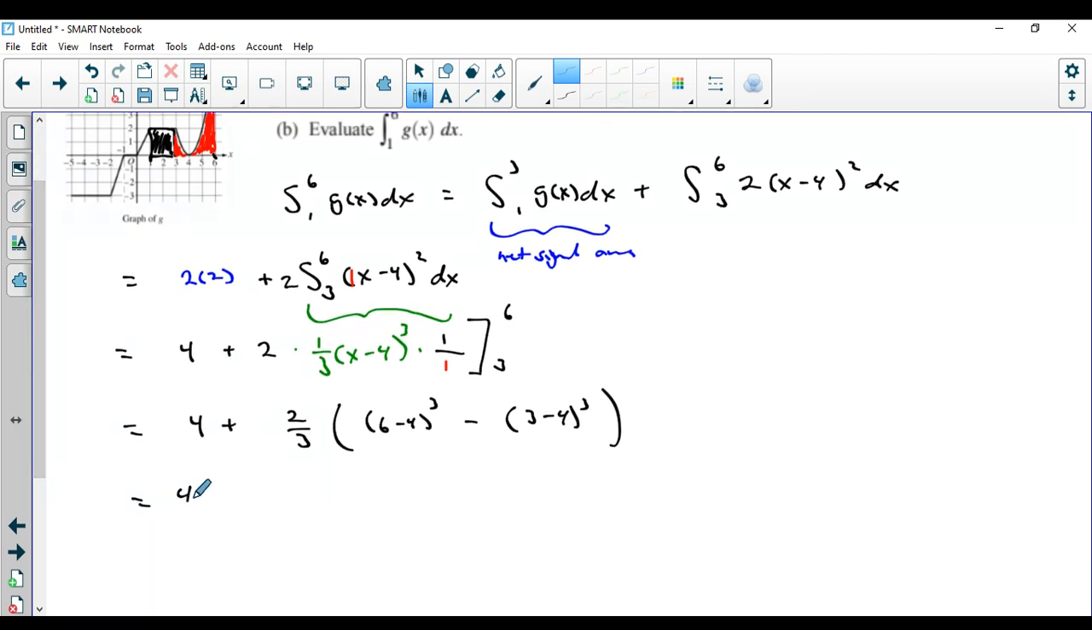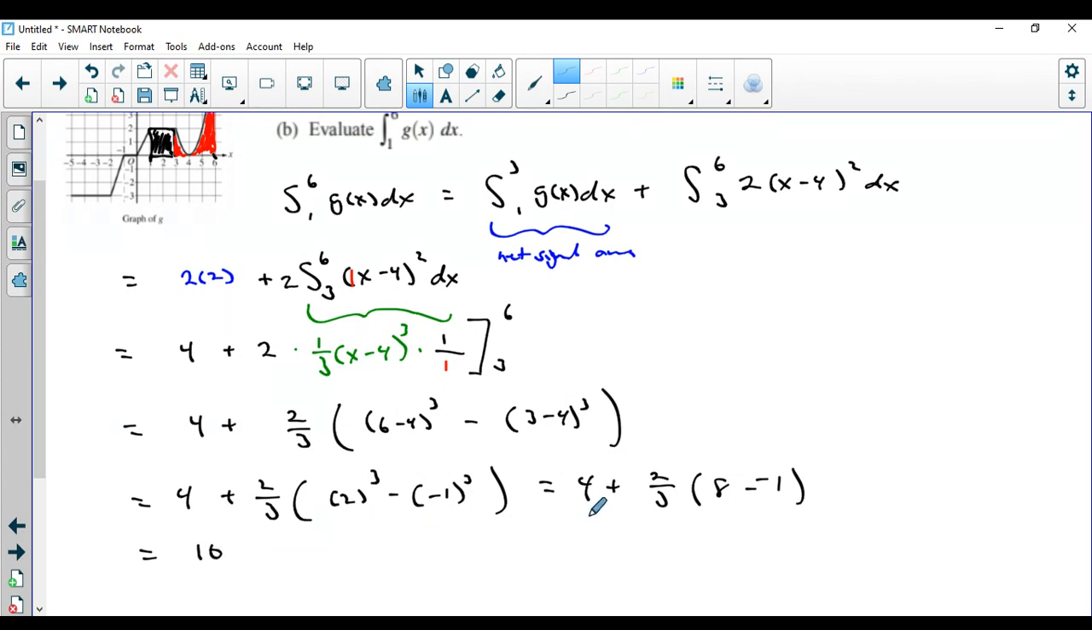So it's going to be 4 plus 2/3 times 2 cubed, minus, 3 minus 4 is negative 1, that's going to be negative 1 cubed. So 4 plus 2/3, this is going to be 8, and then minus negative 1, so that's going to be 9. So you're going to get 18. Think about this: 18 over 3, that's 6. 6 plus 4 is 10.